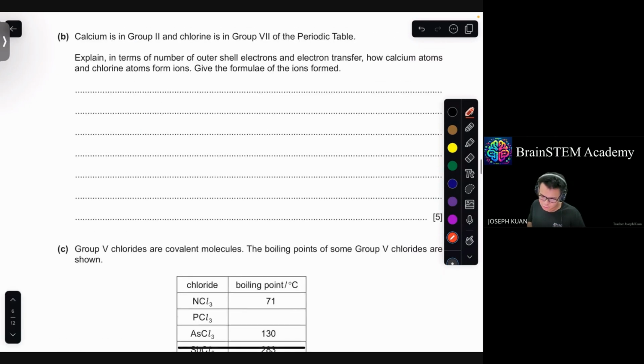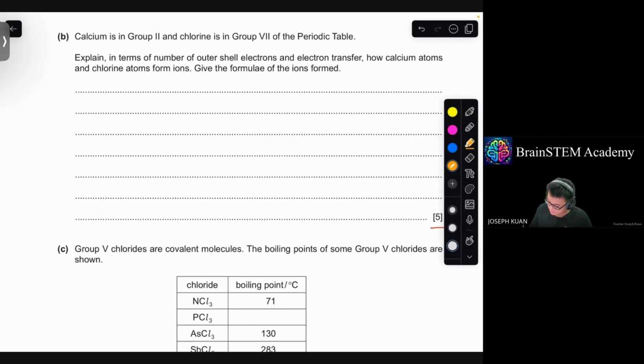B, calcium is in group 2 and chlorine is in group 7 of the periodic table. Explain in terms of number of outer shell electrons and electron transfer how calcium atoms and chlorine atoms form ions. Give the formula of the ions formed. So this is a 5 marks question. Oh wow, okay.